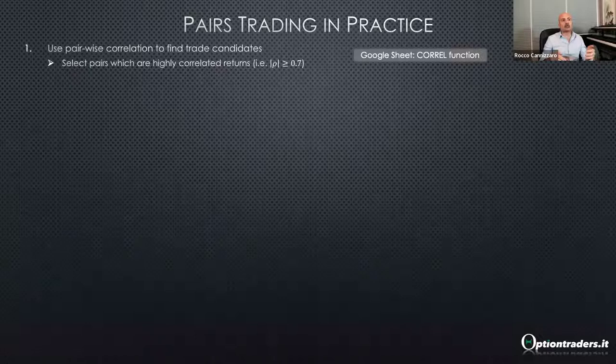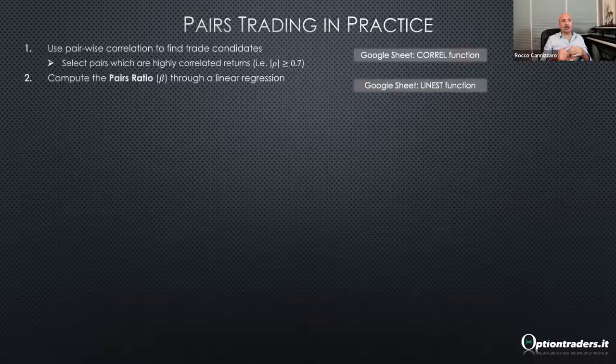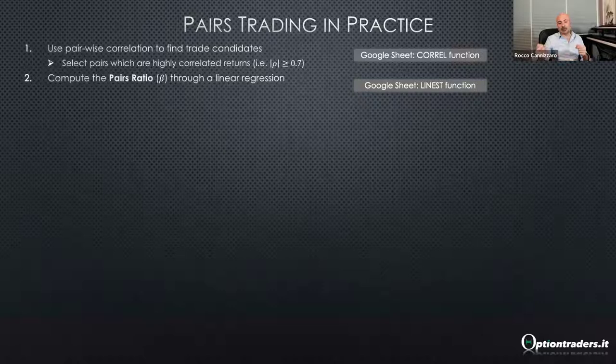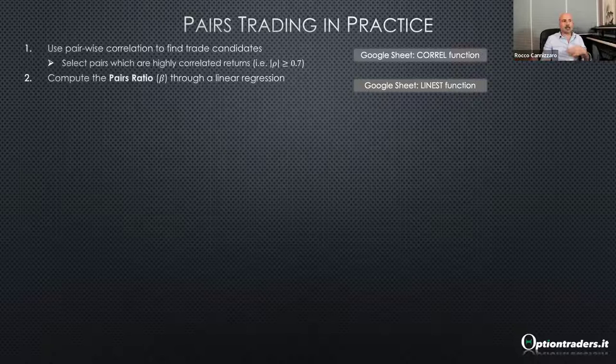Step number two is we do a linear regression to find out what the pair ratio is. In that example that I gave you, it was 3.5. What is the beta value between the two? It tells me how many shares of one I have to buy in relationship to the shares of the other. So if you have a beta of 3, it means that for every one share of the first asset, you are buying or selling 3 shares of the other. So that's the concept of the beta.